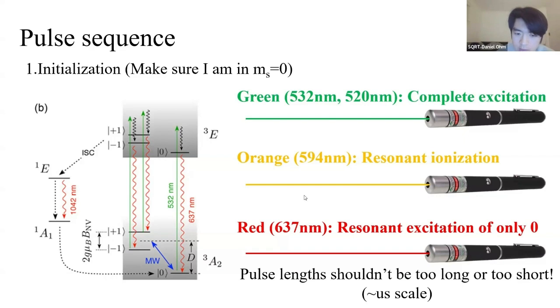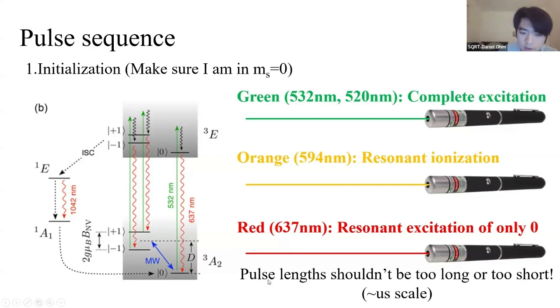So the final red wavelength is the resonant excitation, which is basically the resonant energy needed to do this transition from the 0 to the 0. And this only excites the NV minus because the NV minus is in a triplet state. So if I wanted to do an operation only on NV minus and not NV 0, I would use the red laser, basically in this case.